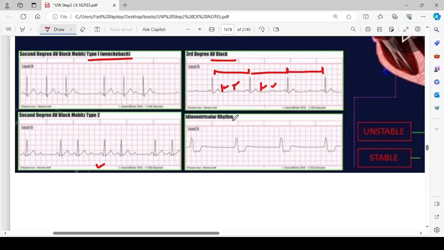And this is idioventricular rhythm. I guess this one was that, and I don't know what that means. So this is idioventricular rhythm. I guess this is when the impulses are generated and produced totally inside the ventricles.